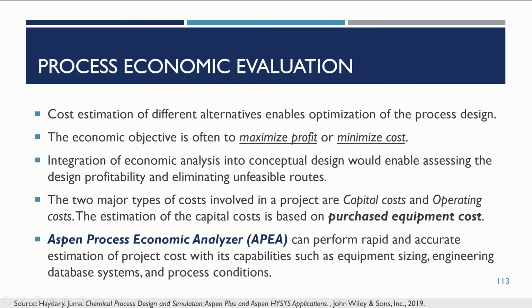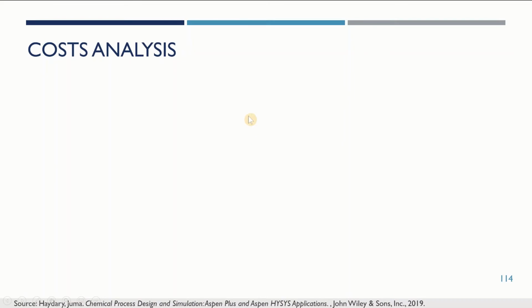ASPEN Process Economic Analyzer, or APEA, is a sophisticated software interface within ASPEN Plus and engineering database systems used by these simulators. APEA simulator capabilities such as equipment sizing, information database, and process conditions enable rapid and accurate estimation of the project cost. There are some essential terms regarding the cost analysis in process design that you should be aware of.